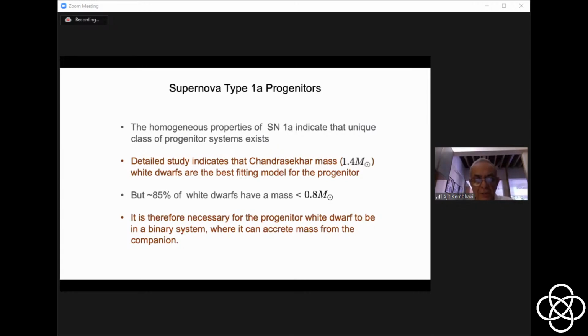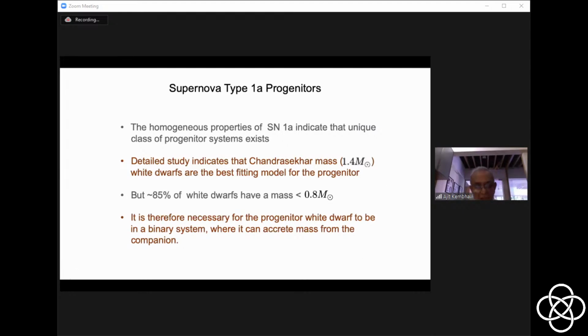And when it bursts out, because it is always an object of mass close to the Chandrasekhar mass, it means that the amount of energy released in the supernova, where no compact object is formed, must be nearly constant. So this all seems very hunky-dory.